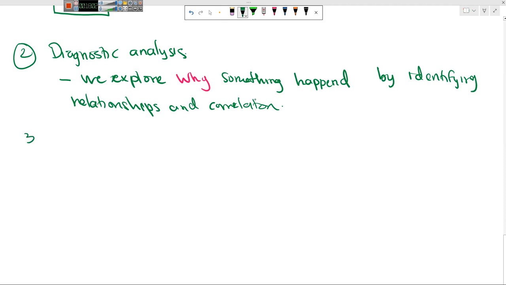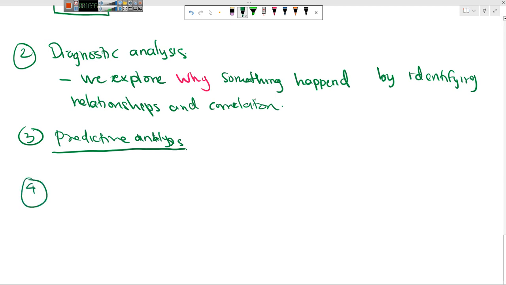Then the third type is predictive analysis. Using the existing or historical data and models, we can predict or forecast future events. For example, we can predict customer behavior, such as whether a particular product will be purchased by the customers or not. These types of analysis can be done under predictive analysis.